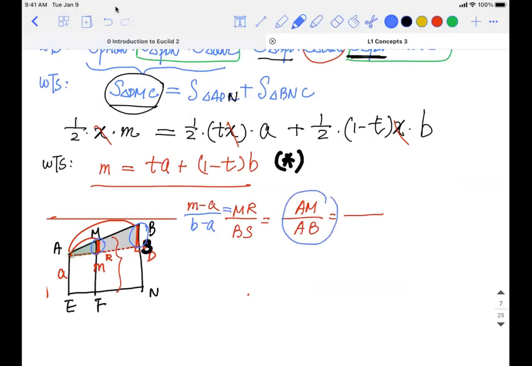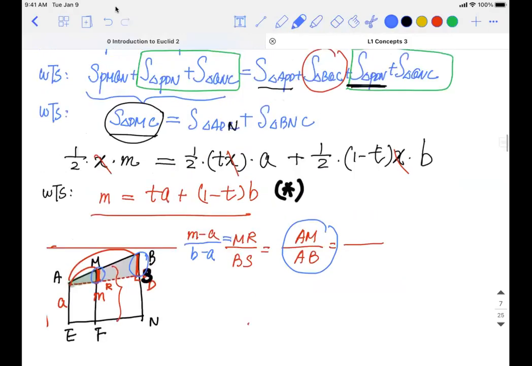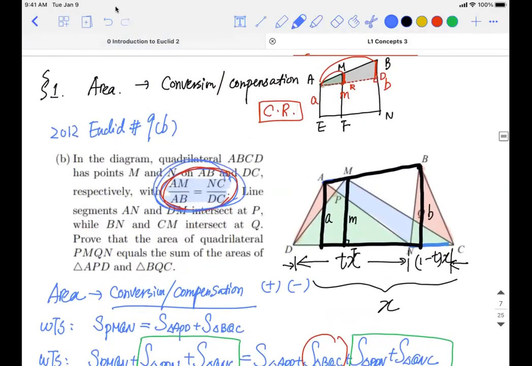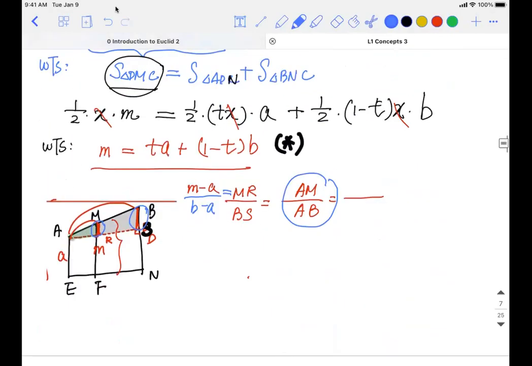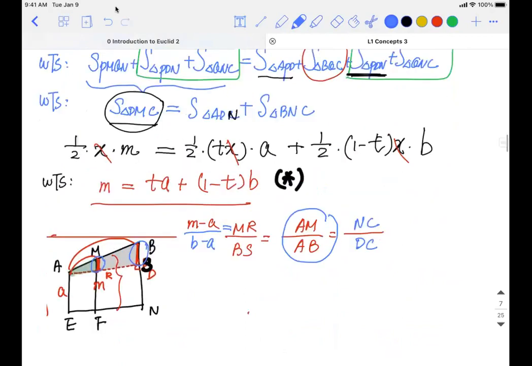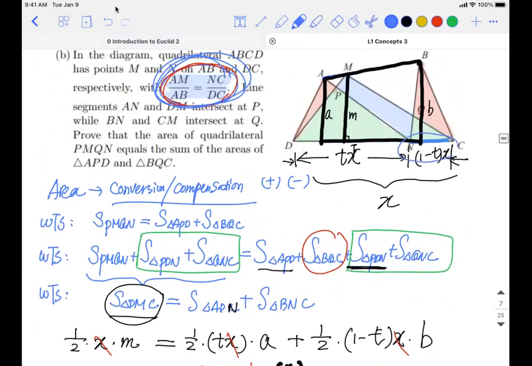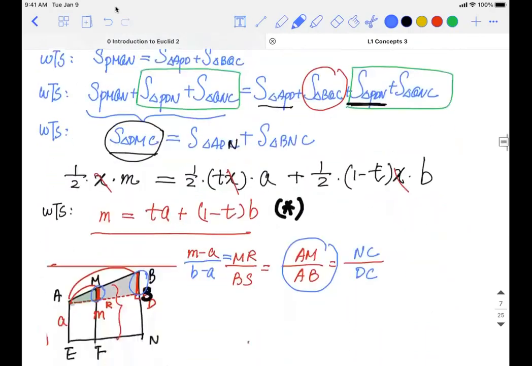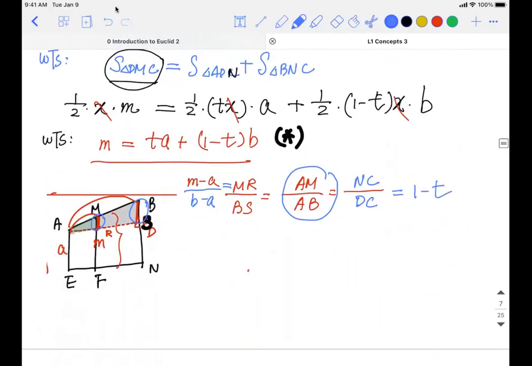Then what about AM over AB? Do you think AM and AB look a little bit familiar? Yes, AM over AB is exactly another condition given by the problem, right? AM over AB equals NC over DC. So this guy equals NC over DC. What is NC over DC? NC is here, DC is my entire thing. So NC over DC exactly equals 1 minus T.